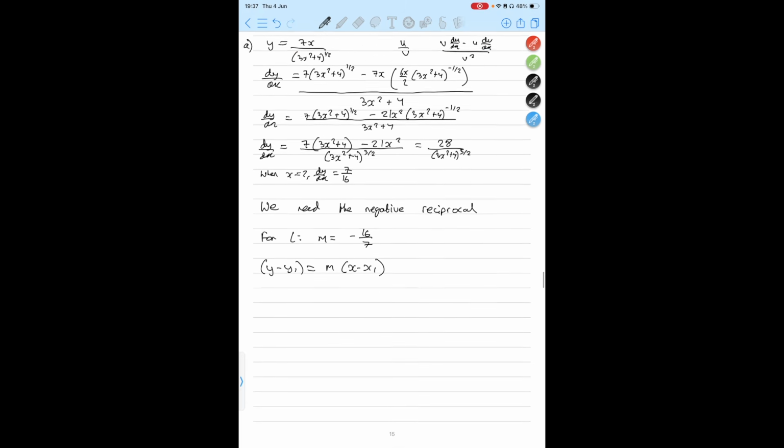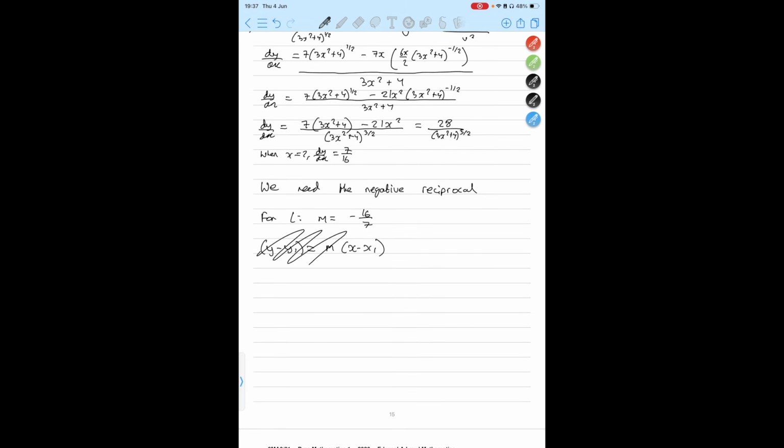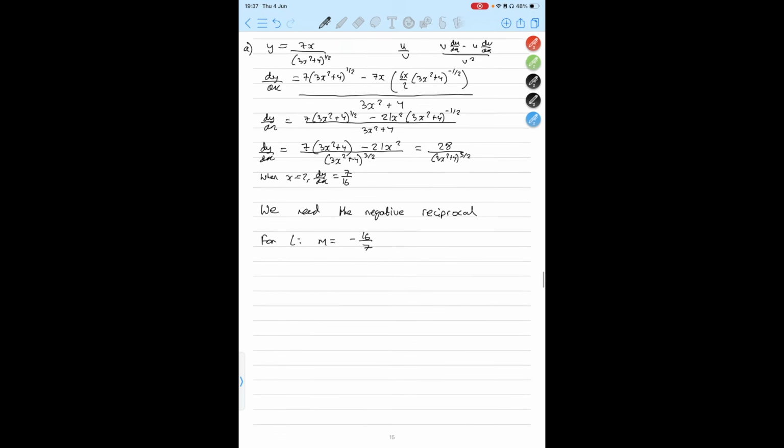One thing that we haven't done yet, actually, let me get rid of this, is find what the function is equal to at x equals 2. So let's write that down. At x equals 2, y is equal to 7 times 2 over (3 times 2 squared plus 4) to the power of a half, which is 7 over 2.